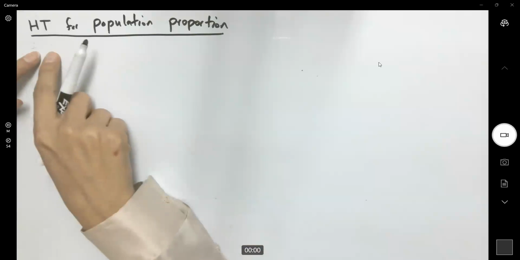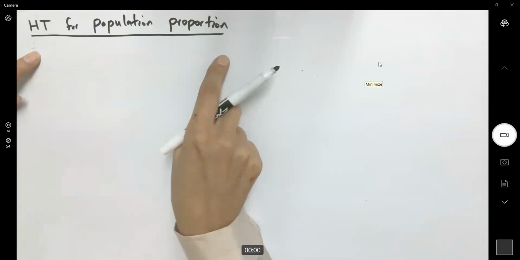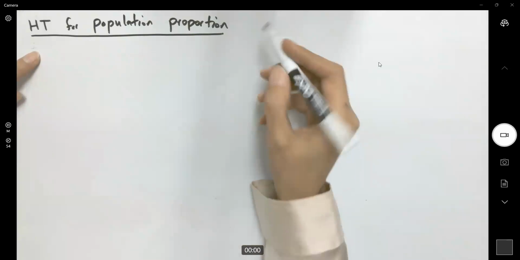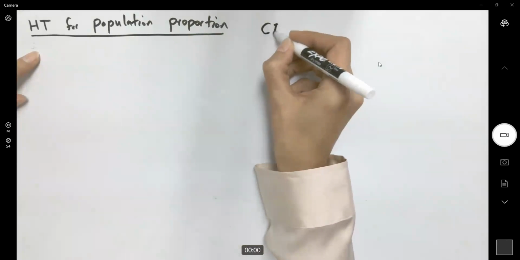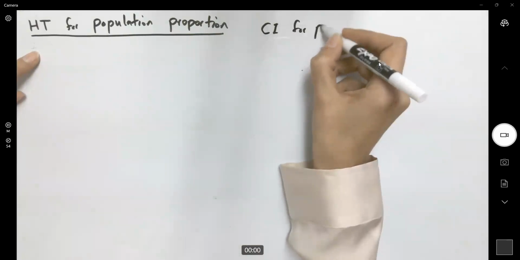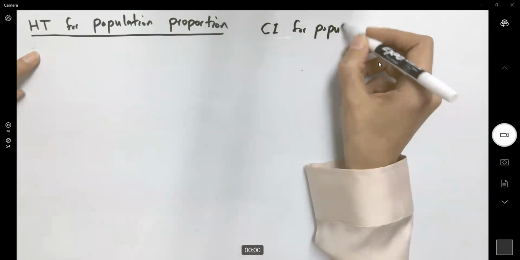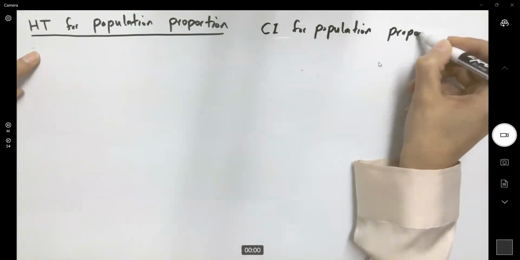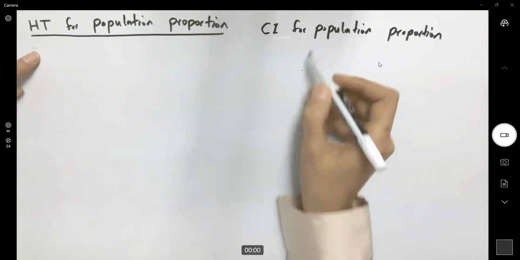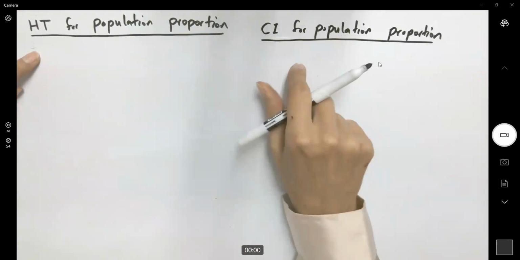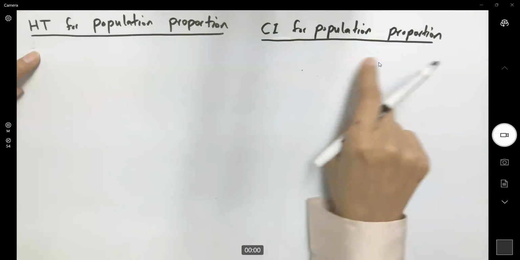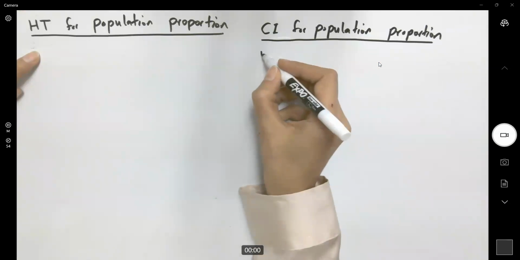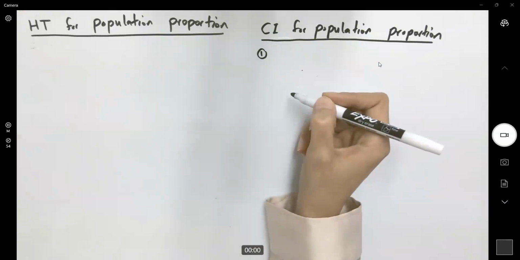So before talking about hypothesis testing for population proportion, let us review what we learned about confidence interval for population proportion. What's the difference between them? In analyzing the confidence interval for population proportion, we started by saying, well, what do we need? We need to find a point estimate.